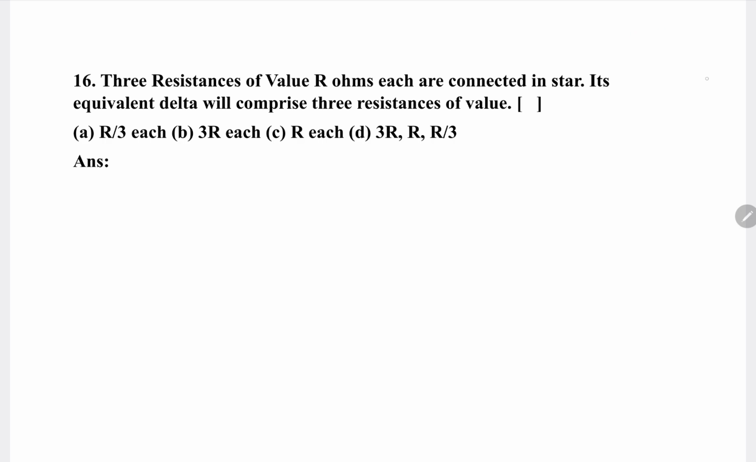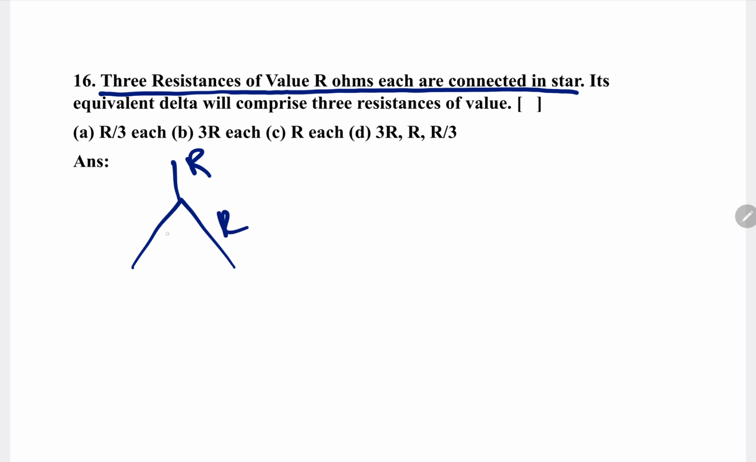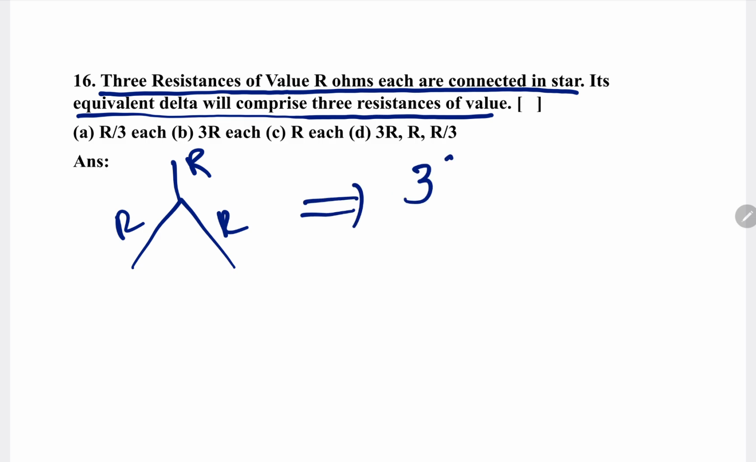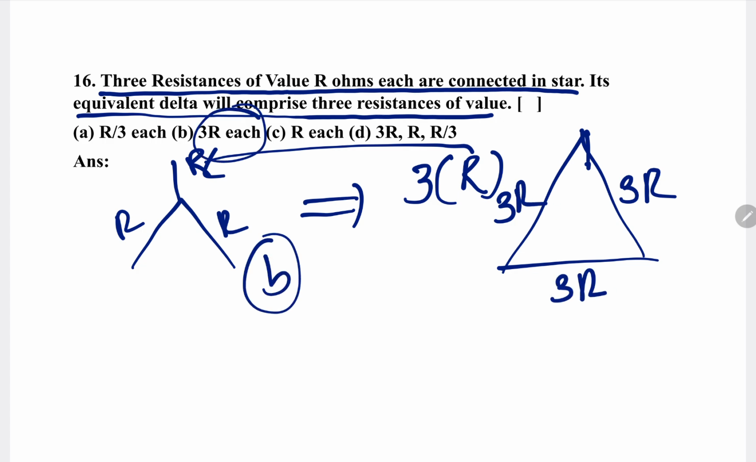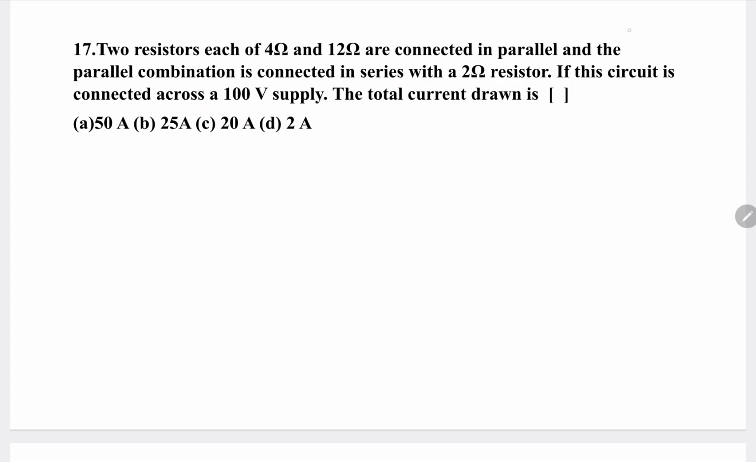Next is the 16th question. Three resistors of value R ohm each are connected in star. The equivalent delta will comprise 3 resistances. In the delta, they become 3 times this resistance. So this is 3R, this is also 3R, and this is also 3R. So they become 3R each. Answer is B.